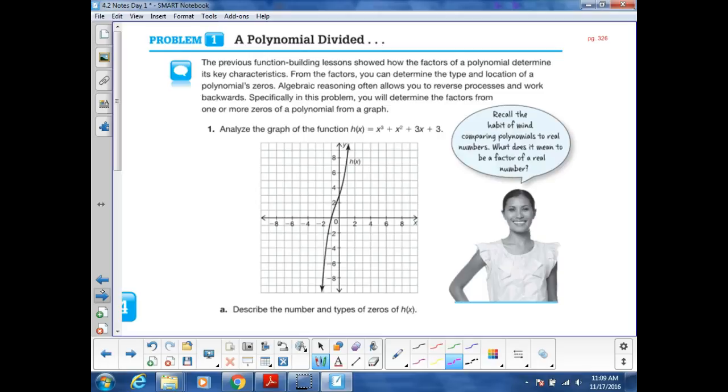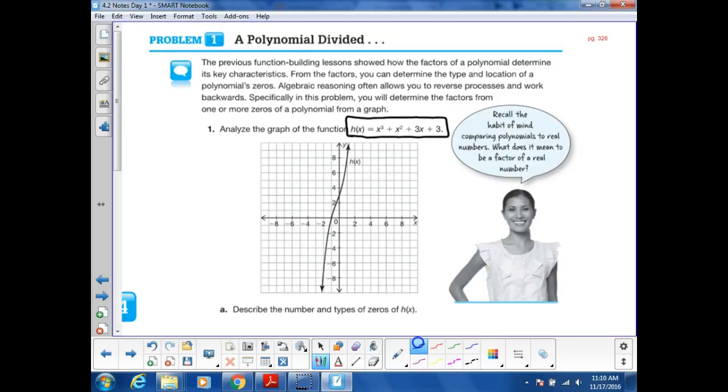So, before we've done some function building lessons, and we did those with quadratics, we did a warm-up yesterday with a cubic, etc., okay? We showed how the factors of a polynomial determine its key characteristics. From the factors, we can then determine the type and location of the zeros. Algebraic reasoning then allows us to reverse the process and work backwards, okay? So specifically in this problem, we will determine the factors from one or more zeros from the graph.